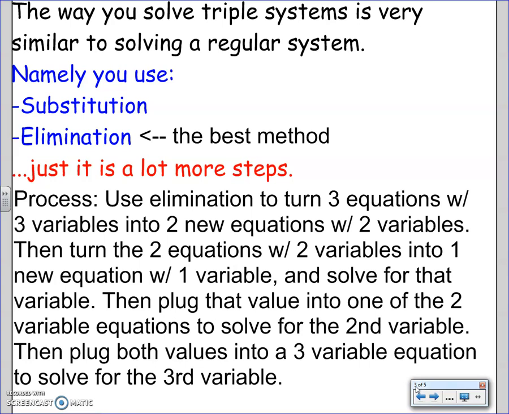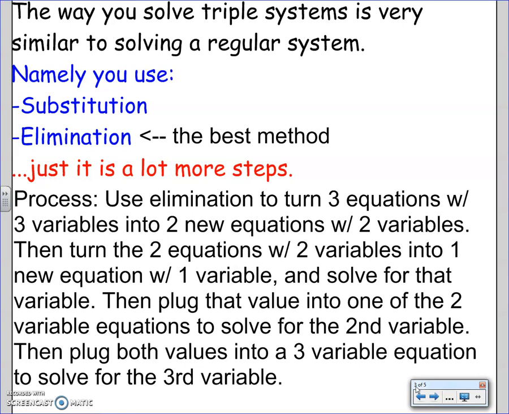Our process is to do elimination to turn three equations with three variables into two equations with two variables. Then it's like last topic where you had a regular system, two variables, two equations. You can use those two to get a new equation with one variable. So one equation, one variable. And if it's one equation, one variable, you solve like normal.